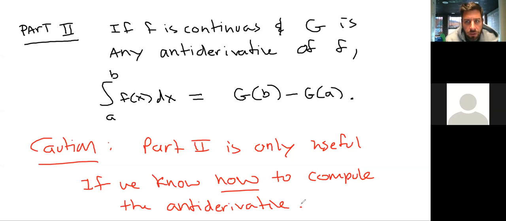Does anybody have a question about this? So this is an important remark. You can't use this formula unless you know how to find G or to compute it. So this means you need to have some sort of catalog of antiderivatives. And luckily, many of them are very easy because all you have to do is think of your derivative formulas.